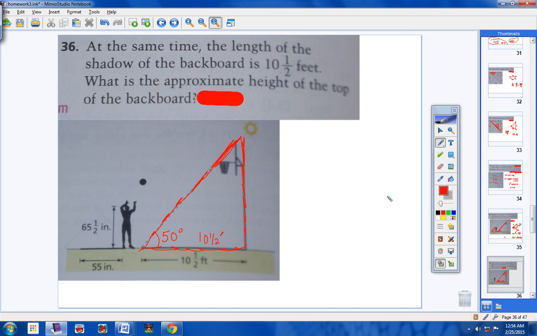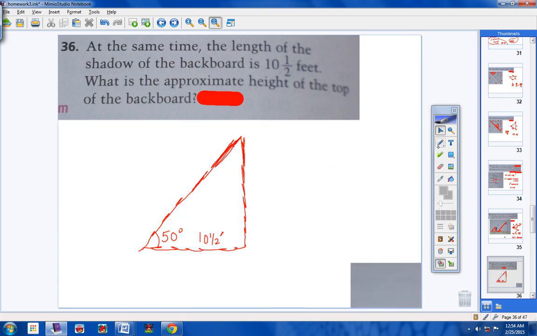Let me get rid of this picture. I think it'd be a little annoying. I've got a right triangle, and I'm trying to find how high the backboard is from the ground, the height of the backboard, okay? So think about it. I know this. I know one side of the triangle is 10.5. How can I find this missing side? Well, again, what two sides are we dealing with? If this is 50, I go across. This is my opposite side. This is my hypotenuse side. This is my adjacent side.